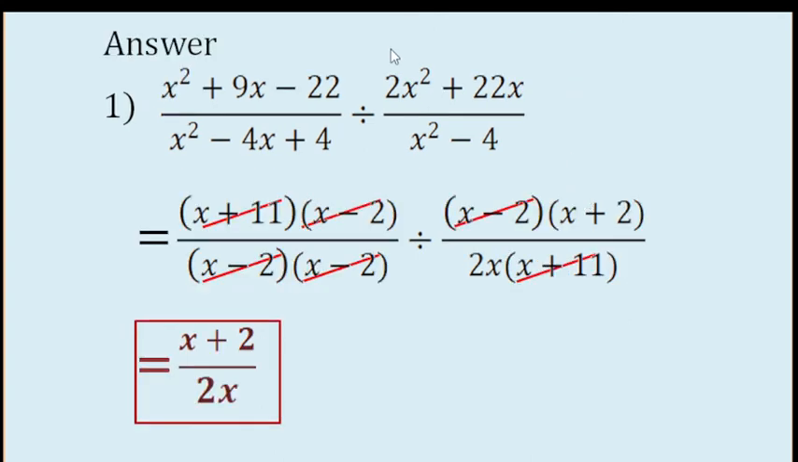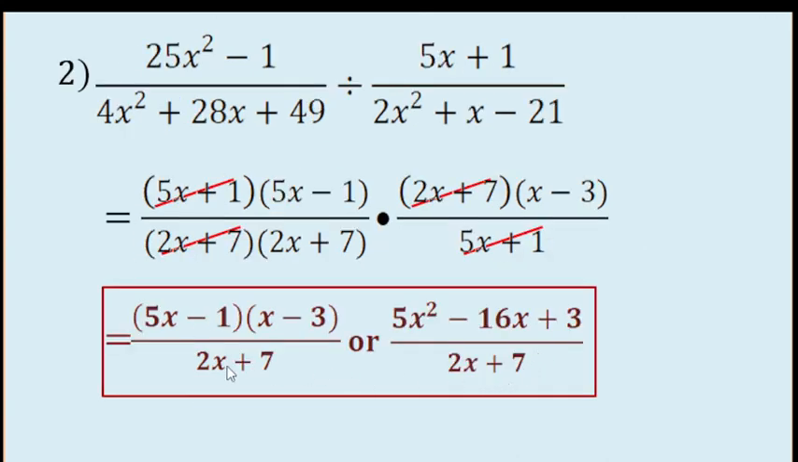For item number 1, the answer is x plus 2 over 2x. I have here the details of the solution. Item number 2, I have here the answer in factored form: 5x minus 1 times the quantity x minus 3 over 2x plus 7, or in product form, it's going to be 5x squared minus 16x plus 3 over 2x plus 7.